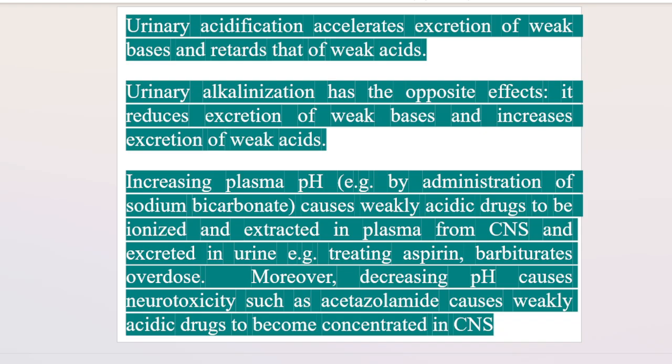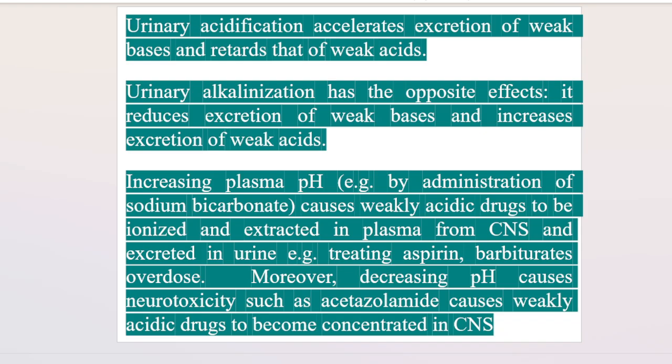So increasing the plasma pH by the administration of sodium bicarbonate causes the weakly acidic drug to be ionized and extracted from the CNS into the plasma. In this way they are eliminated from the CNS too when you increase the pH of the plasma. Acidic drugs are extracted from the CNS and excreted in urine. Treating aspirin and barbiturate poisoning is a very good example. They are acidic in nature, but if you increase the pH of the plasma, the drug will come into the plasma, be converted into ionized form, and then be eliminated. That is the trapping.